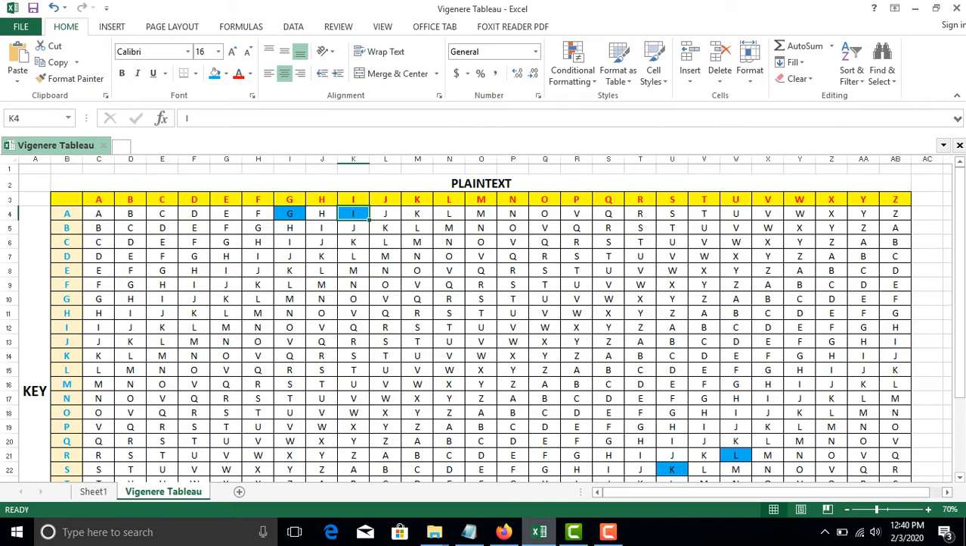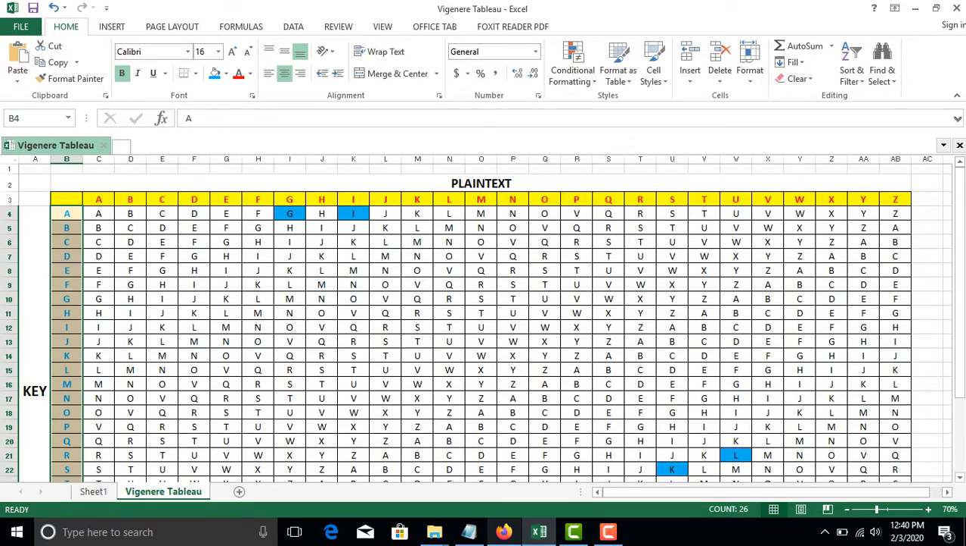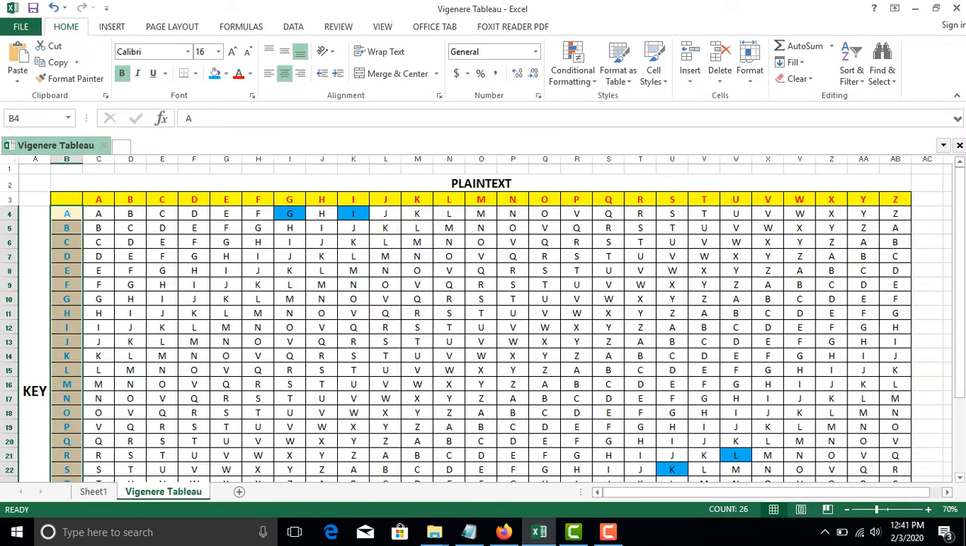This is my case and the Vigenère Table. This is the column and this is the row. The column is the plaintext and the row is the key. For example, the plaintext is G and the key is A. We can calculate back to the table. This is G, and this is A, and this is the CipherText.